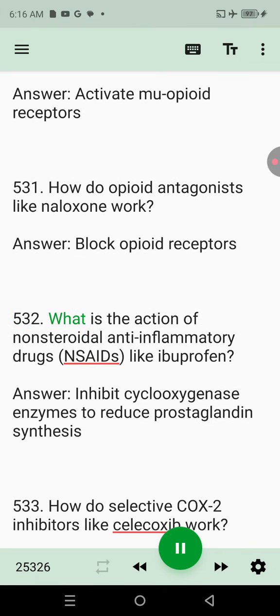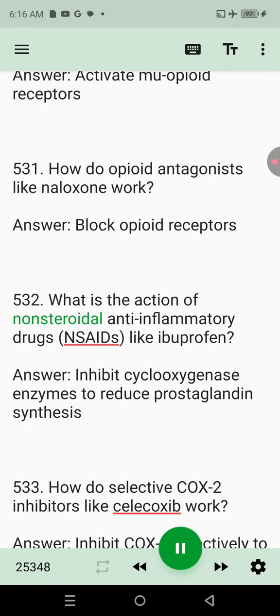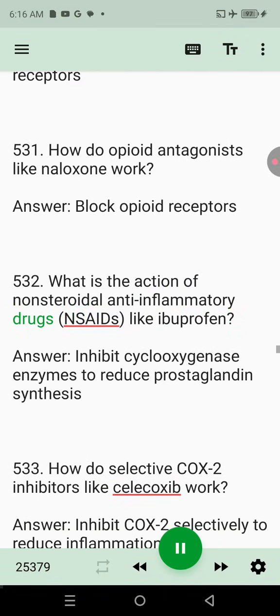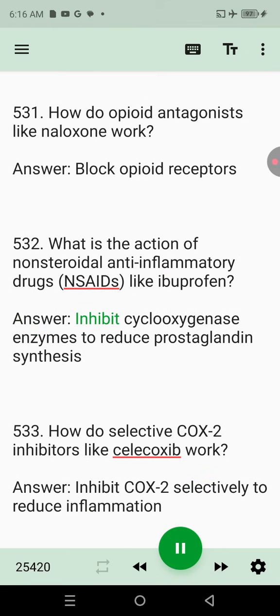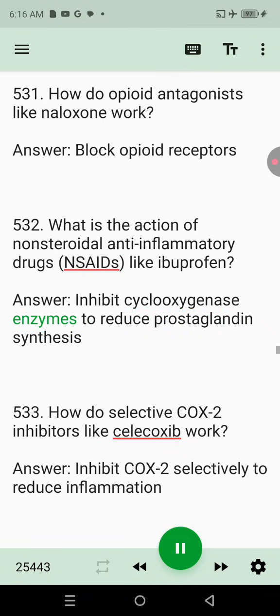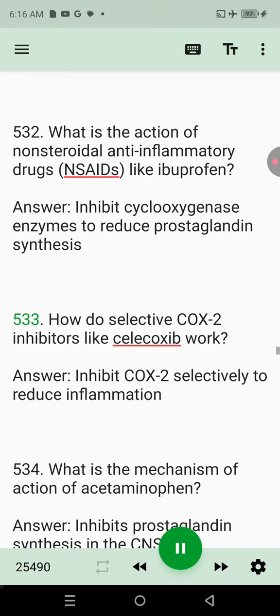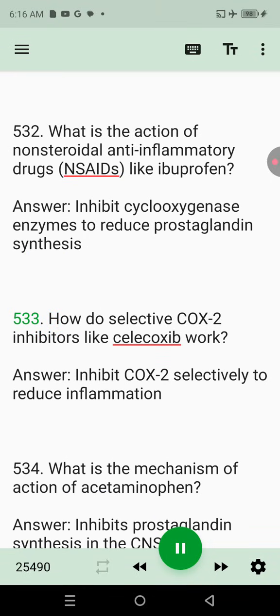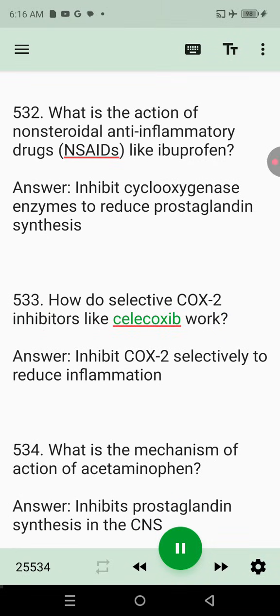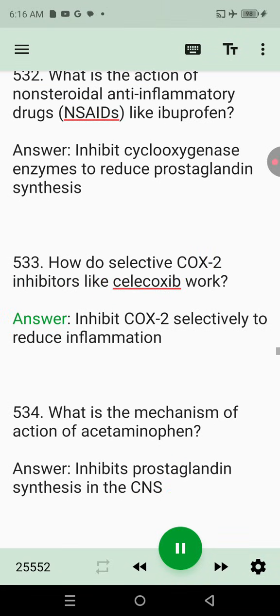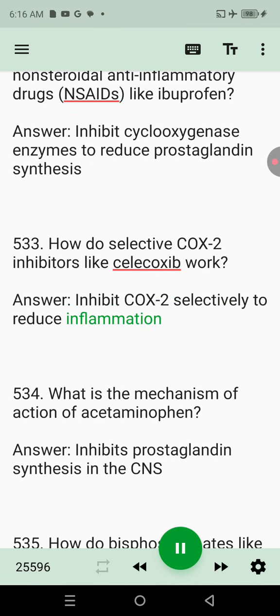532. What is the action of nonsteroidal anti-inflammatory drugs, NSAIDs, like ibuprofen? Answer. Inhibit cyclooxygenase enzymes to reduce prostaglandin synthesis. 533. How do selective COX-2 inhibitors like celecoxib work? Answer. Inhibit COX-2 selectively to reduce inflammation.